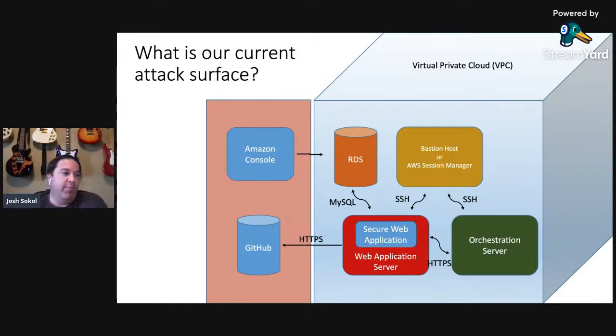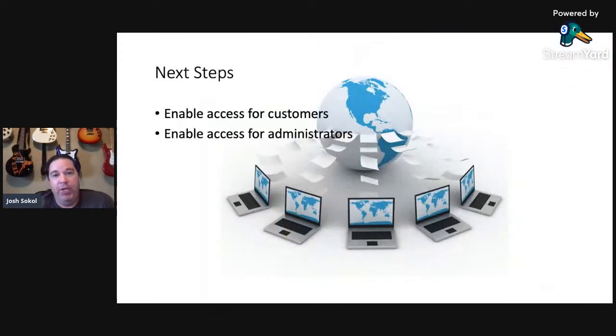It's basically our Amazon console, where we log into AWS, so we need to look at that interface, and GitHub, because that's where our code is coming from. If somebody can push something into GitHub, that can end up being deployed into this whole other interface. So what's our next step here?